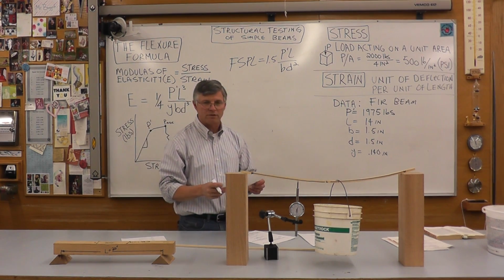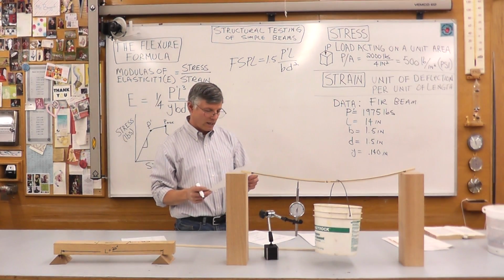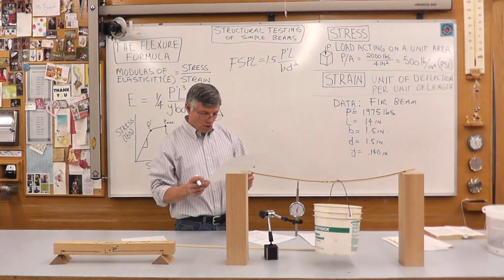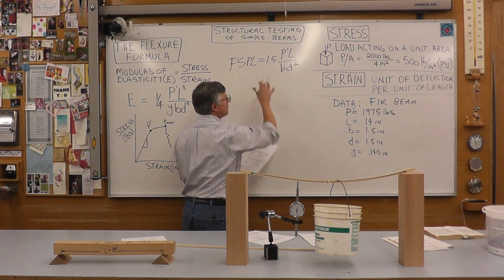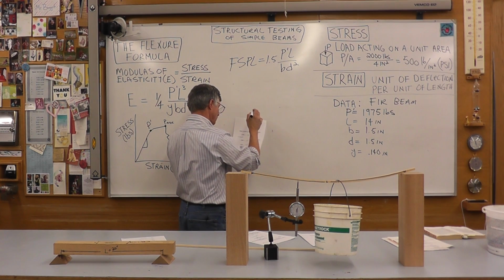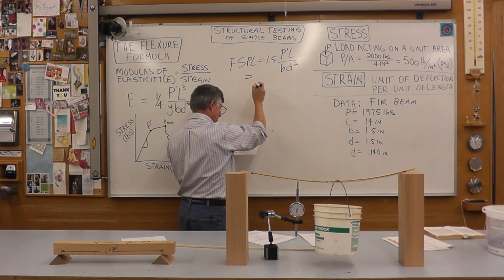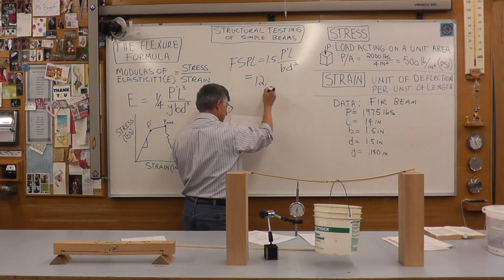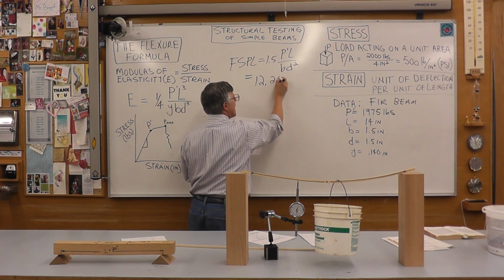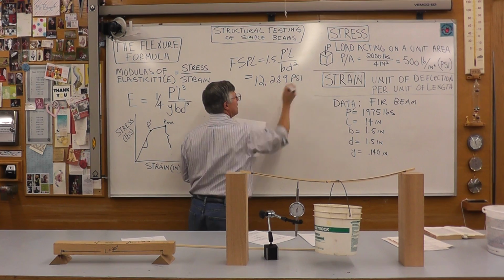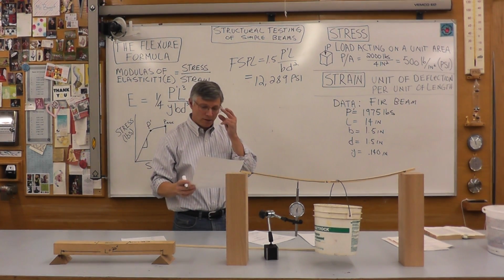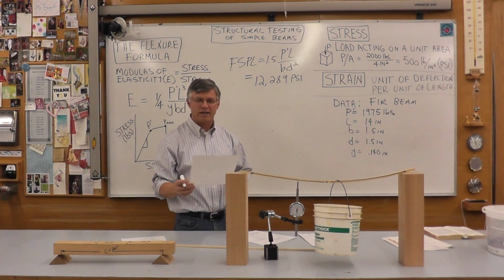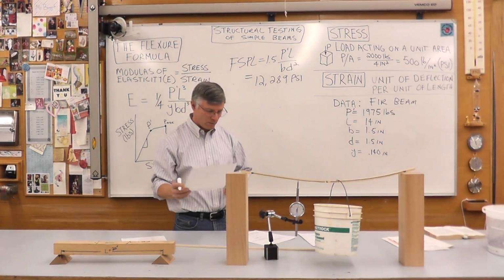We have all the data for this one Douglas fir beam that we did. So if I plug in the same data, I would end up with 12,289 psi. Again, this is a whole class in itself. This will just give you a sense of what the stress really is in these fibers when you reach the proportional limit.